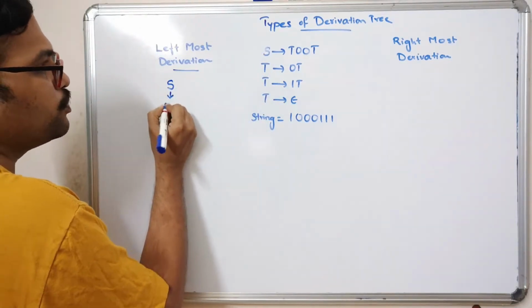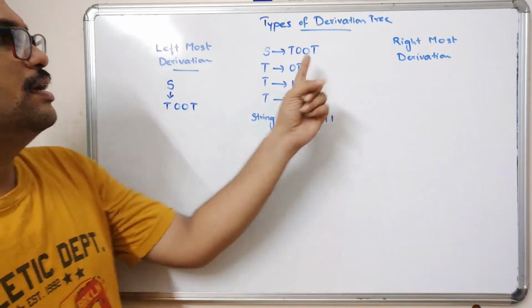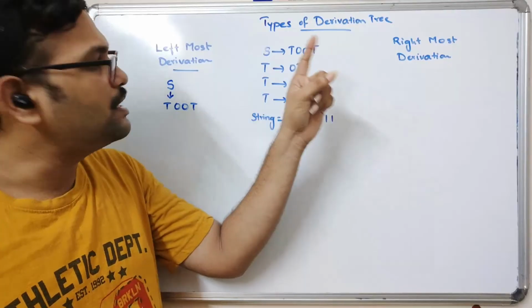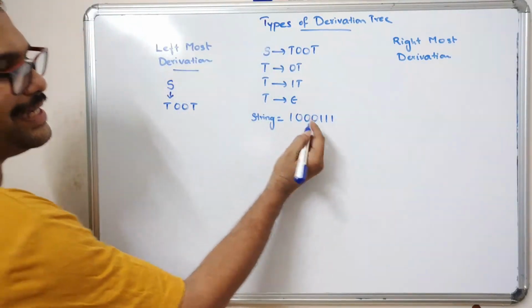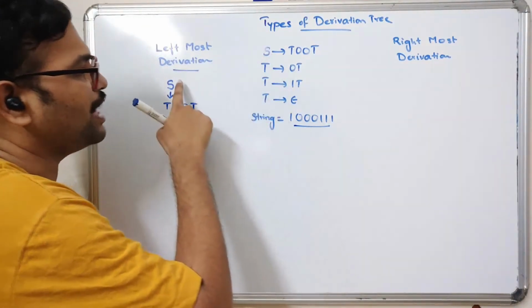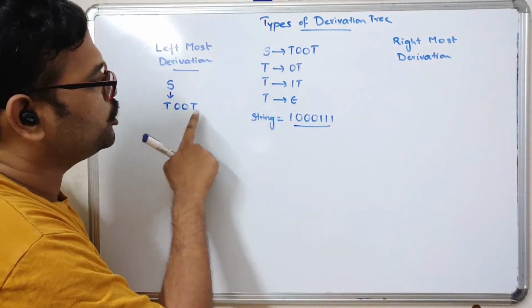So S can be substituted with T 0 0 T. Here the terminals are 0 and 1, and the non-terminals are S and T. We need to derive this string. First, let me consider S. I will start with the start symbol S, and S is substituted with T 0 0 T.